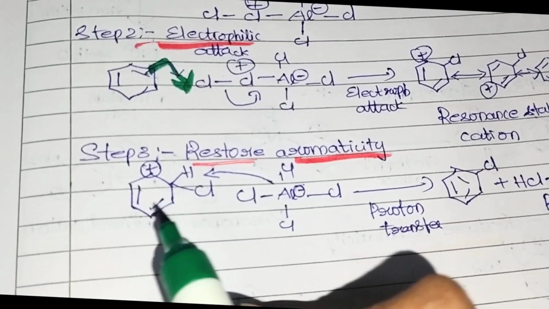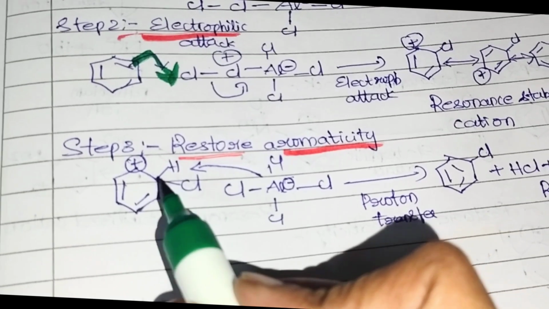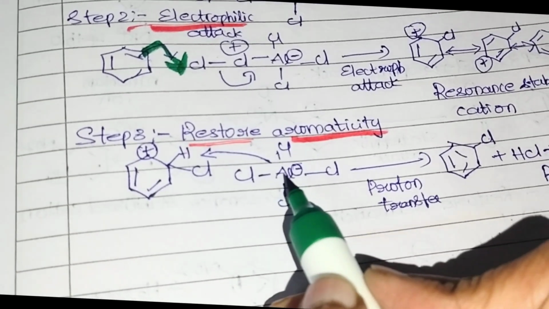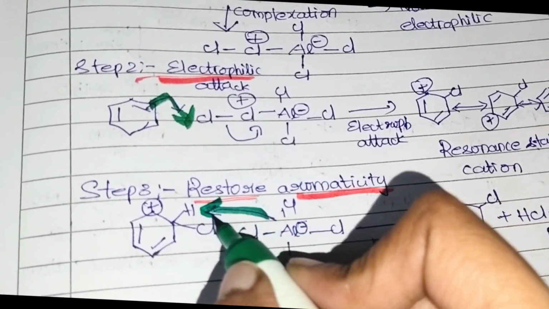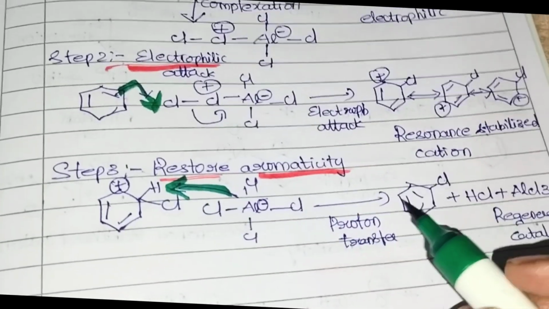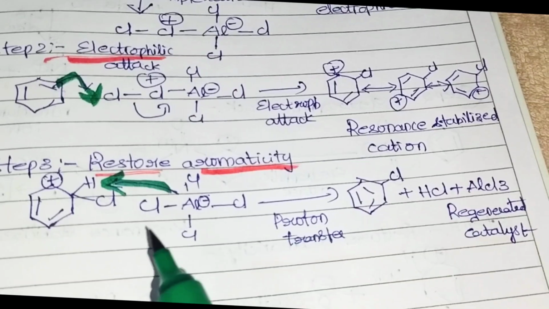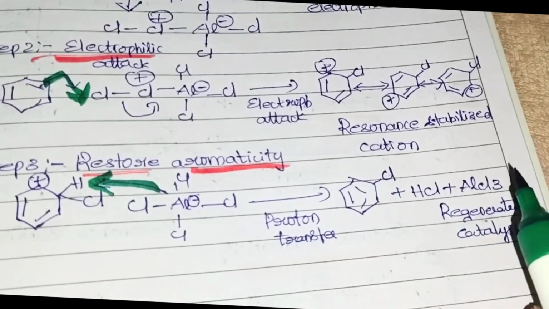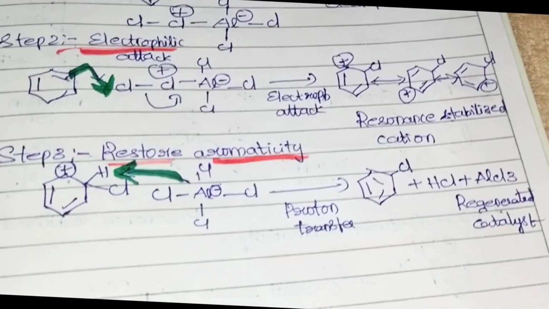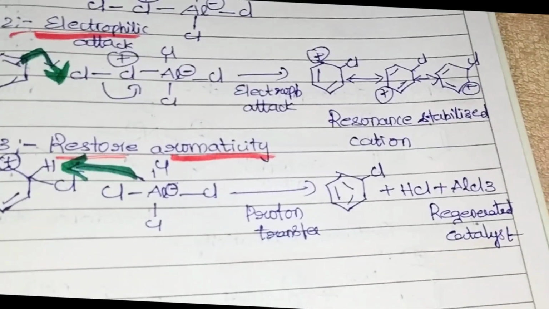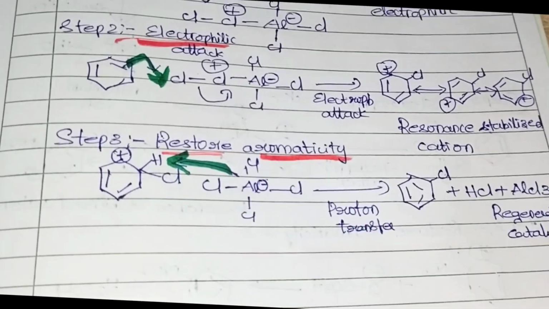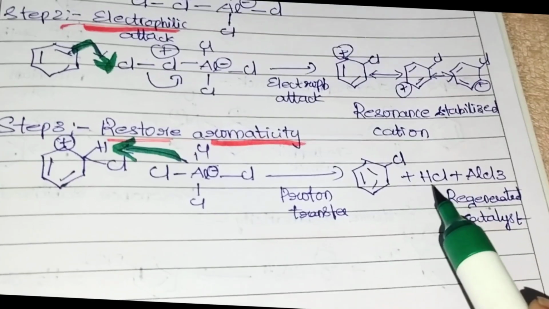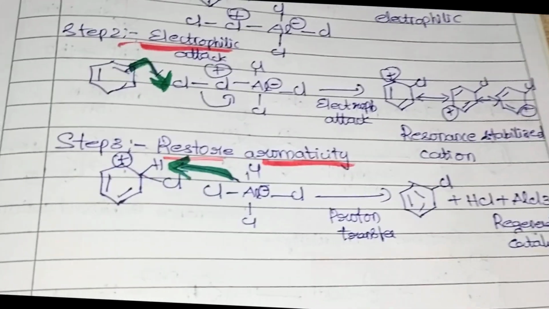Here I took one resonance structure. The hydrogen which is there in the benzene ring will be removed by AlCl3, which is present in that complex. So the proton will be taken up by the AlCl3, leaving chlorobenzene plus HCl plus AlCl3. Like this we get the regenerated catalyst again. And I already told you the hydrogen leaving here is weakly acidic, so it forms HCl, hydrochloric acid.